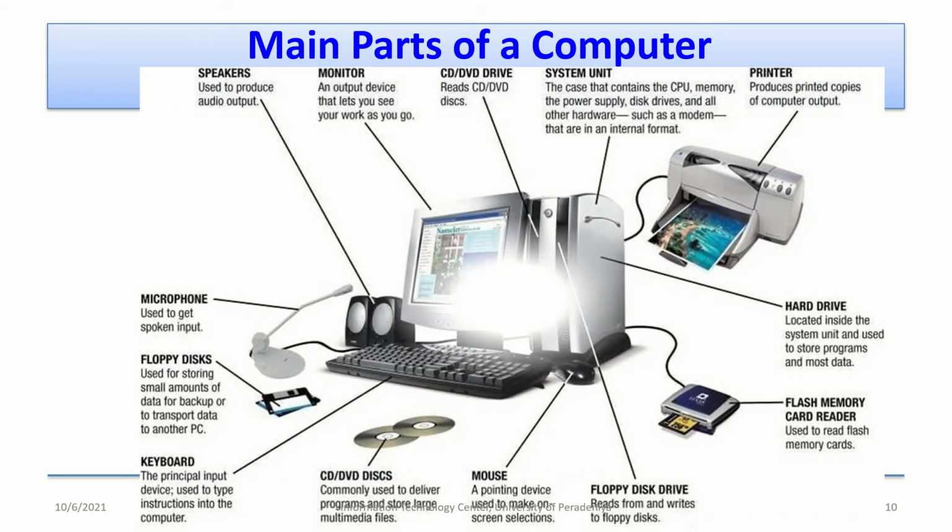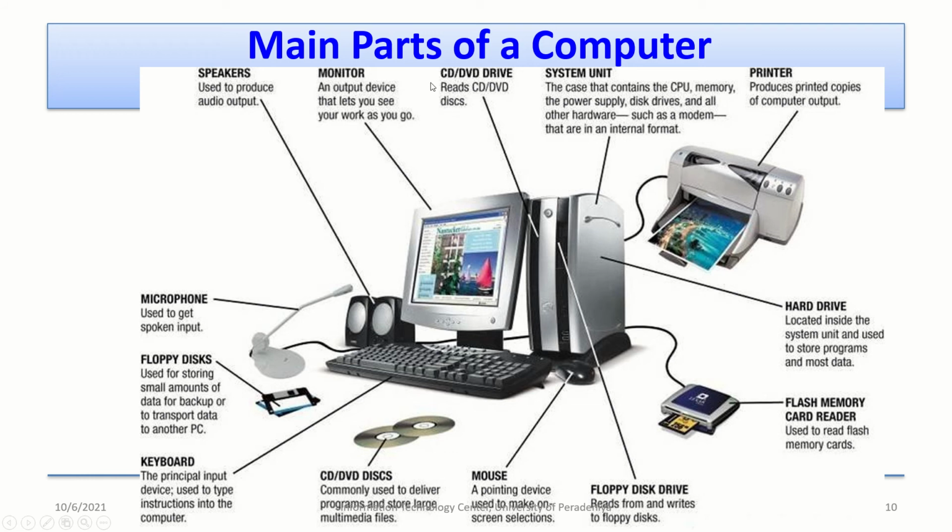Okay. The next one is the main parts of the computer. You know these parts, so I'm not going to describe them one by one. This is the system unit, and then the monitor, the keyboard, and the pointing device, the mouse. Sometimes you may have an external flash memory card reader, and a microphone, and some speakers, and a printer. Likewise, there are a number of parts of the computer. You can refer to this material. Okay.